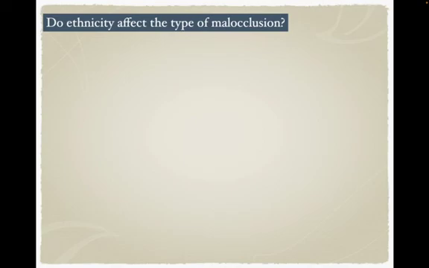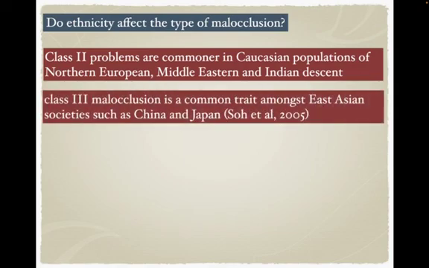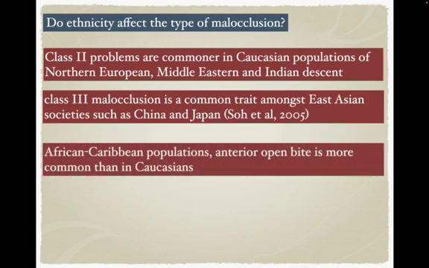So the other question is, does ethnicity affect the type of malocclusion? The answer is definitely yes. Class 2 problems are usually common in the Caucasian population, Northern European, Middle Eastern, and Indian, while class 3 is more common among East Asian societies, for example, China and Japan. While the Afro-Caribbean population usually have an anterior open bite with bimaxillary protrusion.